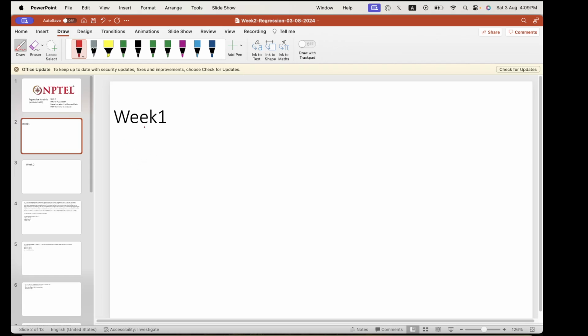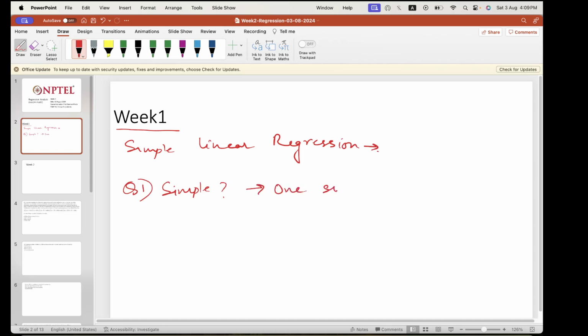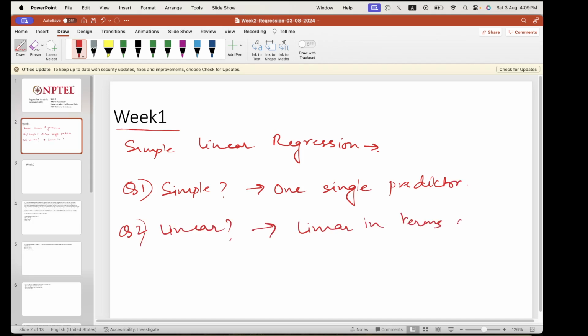Exactly. So, in week 1, we learnt about simple linear regression. Why is it simple? Because we considered one single predictor. And why is it linear? Because it is linear in terms of parameters.